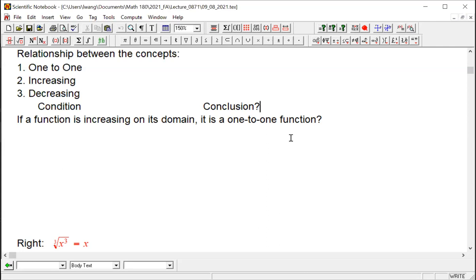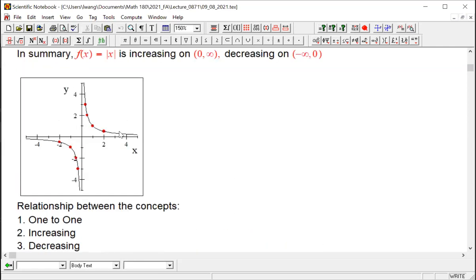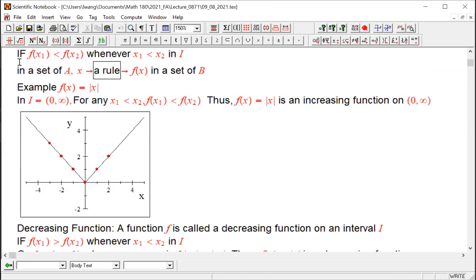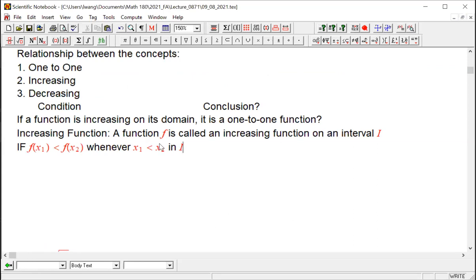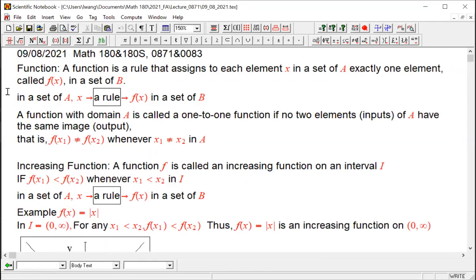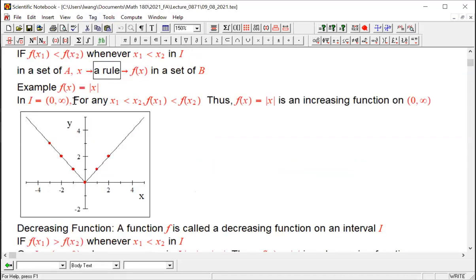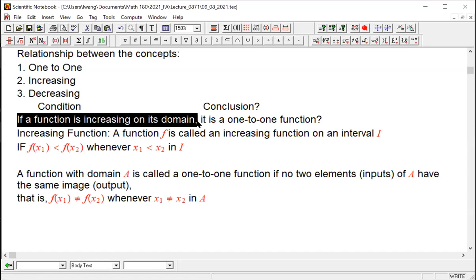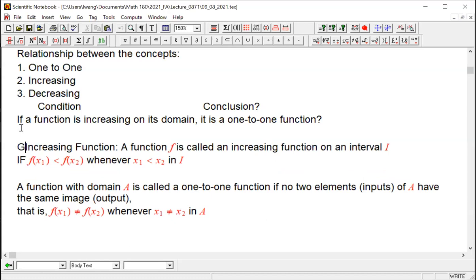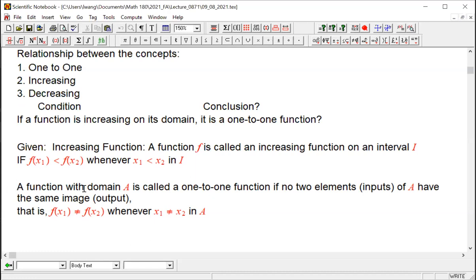In order to do this, we have to look at the definition of an increasing function, and compare these two definitions to see which one will cause the next to happen. Condition, conclusion. So the definition of an increasing function, let me copy and paste here. This is the definition of an increasing function, and the other one is the definition of a one-to-one function. So we are given this. Does the condition lead to this conclusion?